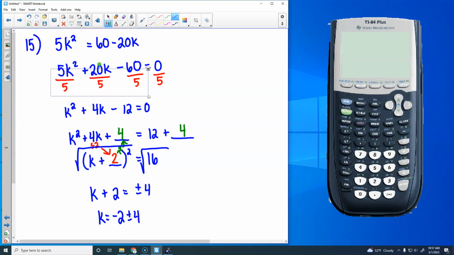And in this case, because I don't have any roots left, sometimes I have a root, I want to give my two answers. So I've got k equals negative 2 plus 4, which gives me 2. That would be one of my answers. And I would have k equals negative 2 minus 4, which would be negative 6. So that would be my other answer.